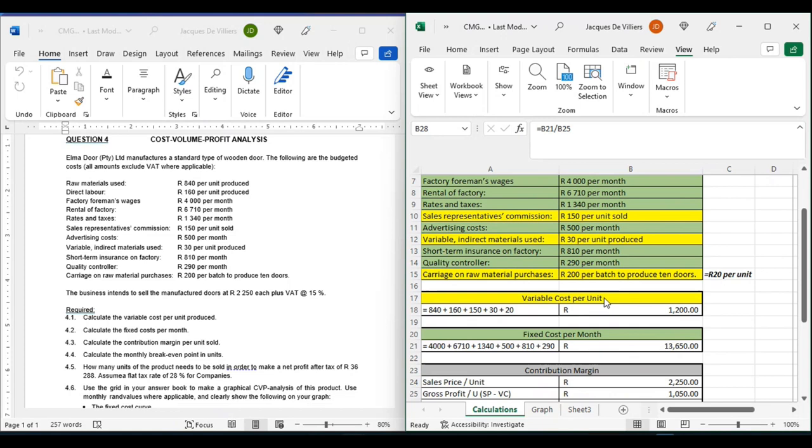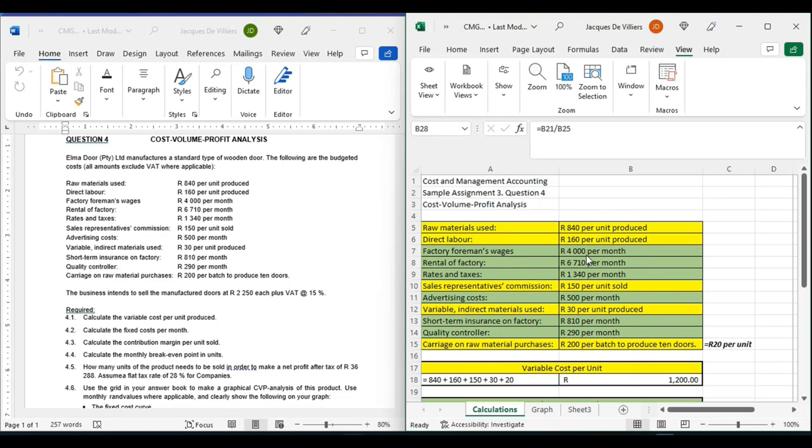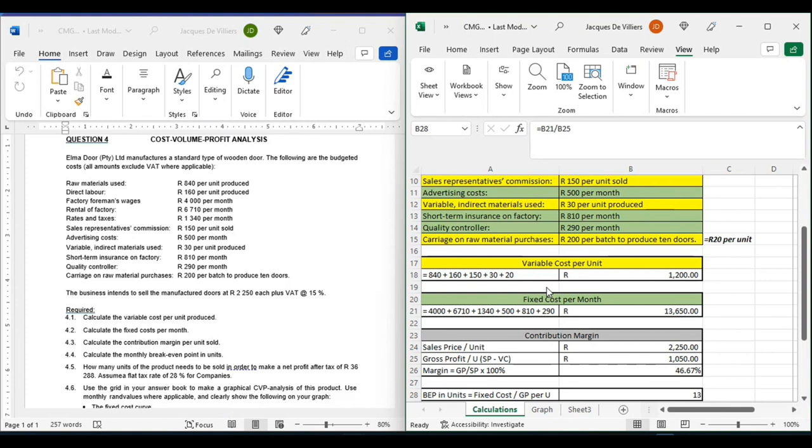So now we've calculated our variable cost per unit as we were supposed to. The second thing that we are supposed to do is calculate the fixed cost per month. Well, that is everything that I marked for you in green. It says per month, per month, per month, per month. All of this is fixed cost. We still have to pay the foreman even if we don't produce a lot. We still have to pay the rental for the factory. We still have to pay our rates and taxes. We still have to pay our advertising cost, our short-term insurance, and our quality controller because these are monthly expenses. So it's easy. In this case, we simply add all of that and we get an amount of 13,650.